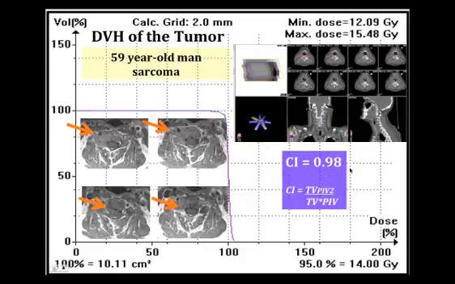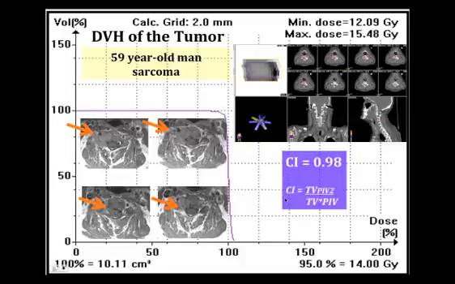In the conformity index, the ideal conformity index means the tumor is covered in 100% and the normal tissue surrounding it does not receive any of the prescription dose. So it's ideal. In this case, we got 0.98.